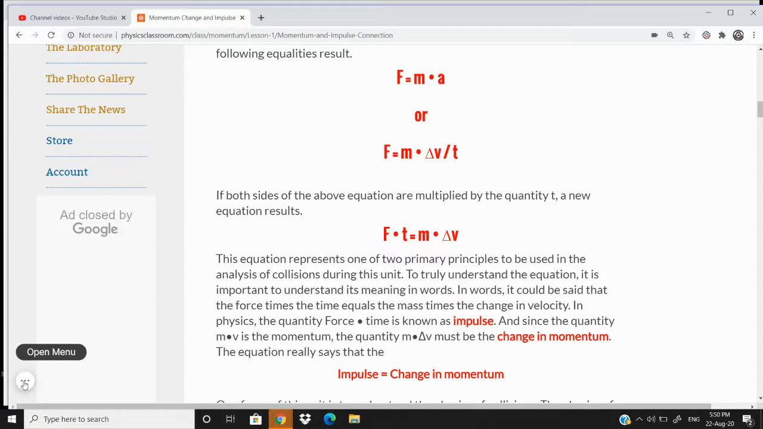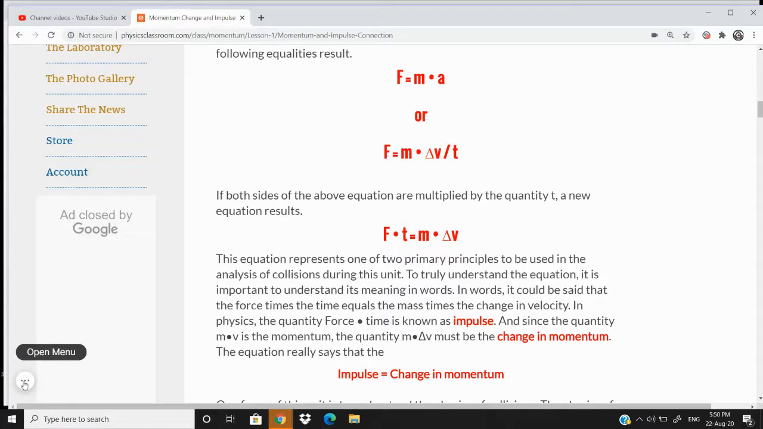For example, a batsman is hitting a cricket ball or a footballer is kicking a football. In these cases, the time taken will be very small, but the force we are giving will be enormous, isn't it? So in such cases, the force is called impulsive force.